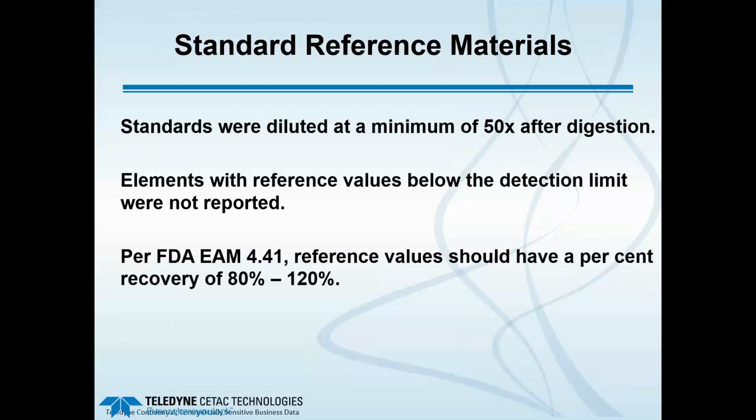So then we wanted to look at a series of standard reference materials to see what recoveries we could get and how close we were measuring versus certified and reference values. In this case, the standards were diluted at a minimum of 50 times after digestion. Elements with reference values below the detection limits that we could achieve, even with the combination of the USN and the ICP, were not reported. And again, per US FDA EAM, the elemental analysis manual, reference value should have a percent recovery between 80 and 120%.